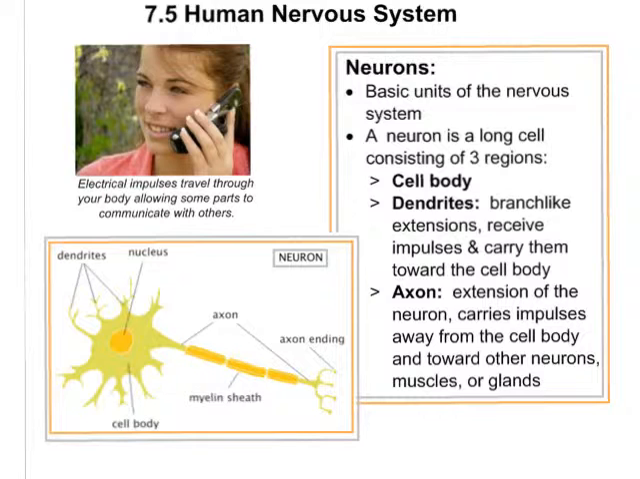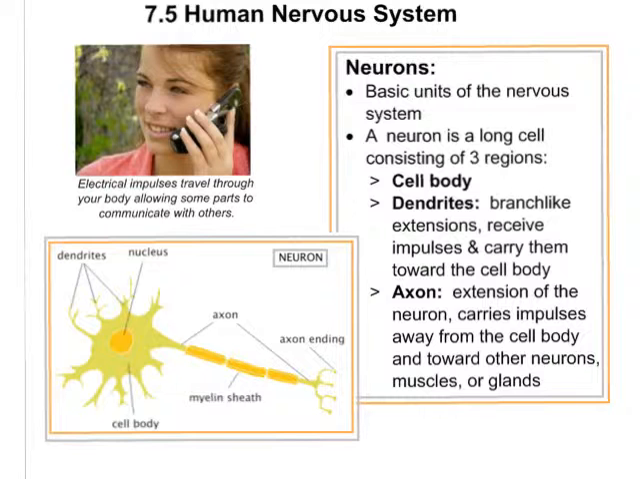First, I'd just like you to think a little bit about when you talk on the phone, how you're able to communicate with someone who is not right there beside you. That's due to the electrical impulses that are traveling and enable you to talk on the phone to someone who's not right there. Well, in a similar way, the nervous system also does this. It uses electrical impulses that travel through your body, and it allows some parts of the body to communicate with other parts. And that's pretty much what the human nervous system is.